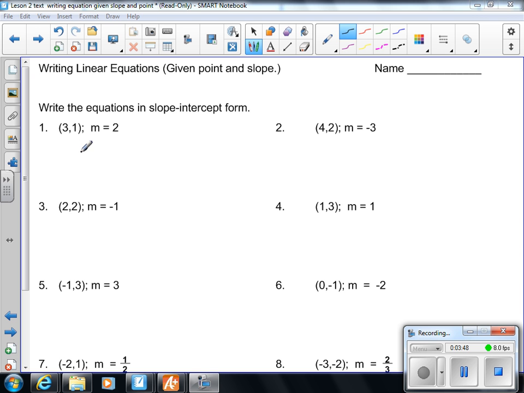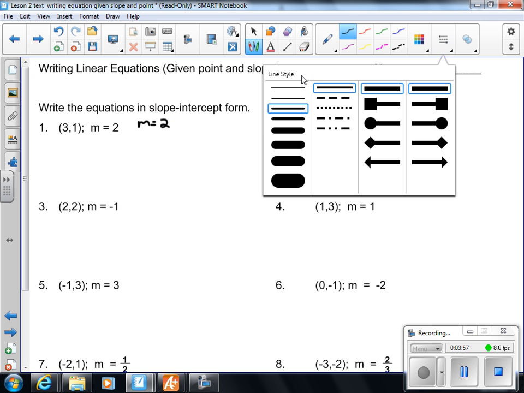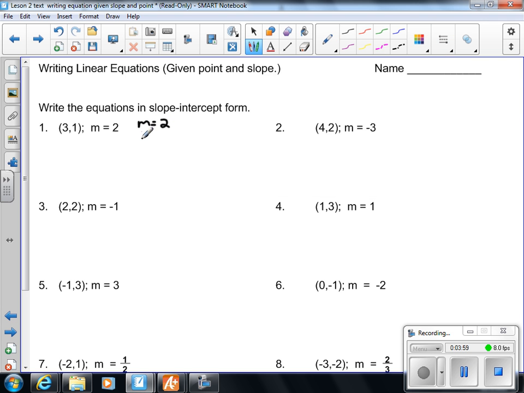We're going to write the equations in slope-intercept form. Okay, I have a slope, m equals 2. What's the other piece of information I need? I need my y-intercept, or b. And we don't know what that is, but how can I calculate that? Y equals mx plus b. And it's good to write that down to kind of refresh your memory again.